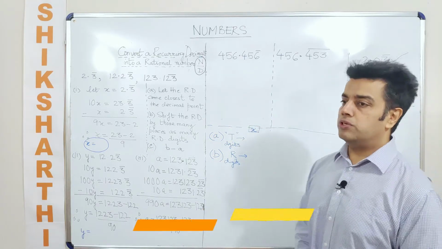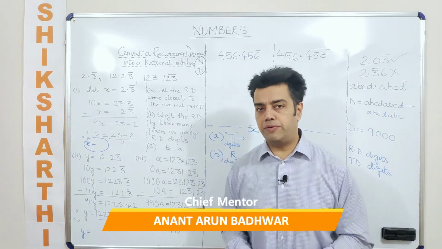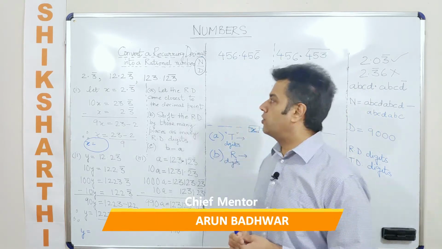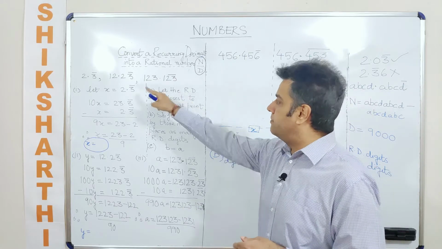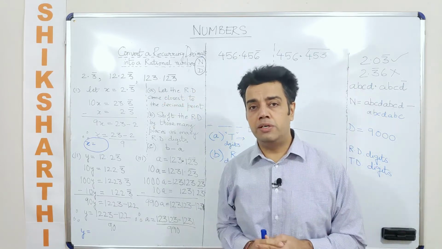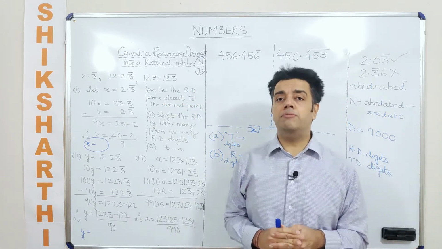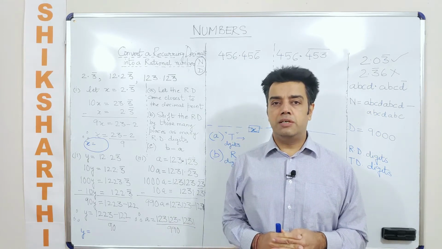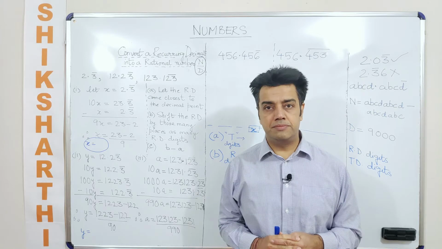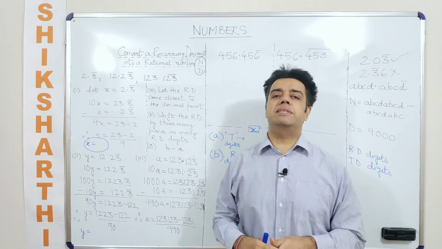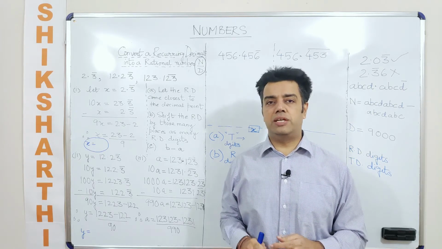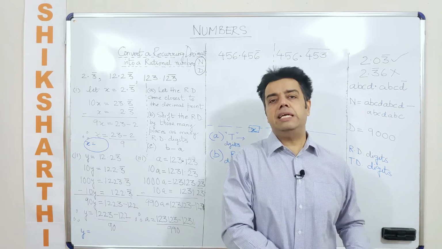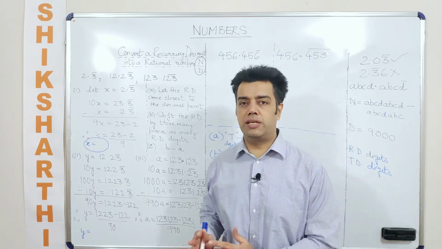Now when I say how to convert a recurring decimal into a fraction, what I'm basically talking about is how to convert any given recurring decimal into a fraction of the form wherein the numerator is an integer and the denominator also is a non-zero integer. Right? When I say this, I am basically talking about a rational number. So how to convert a recurring decimal into a rational number.